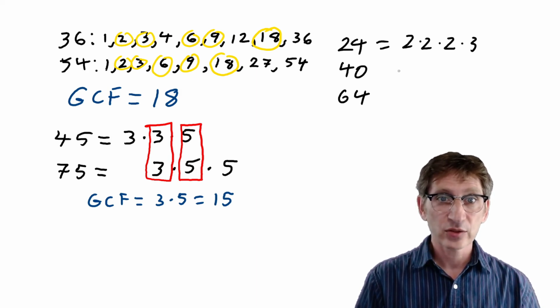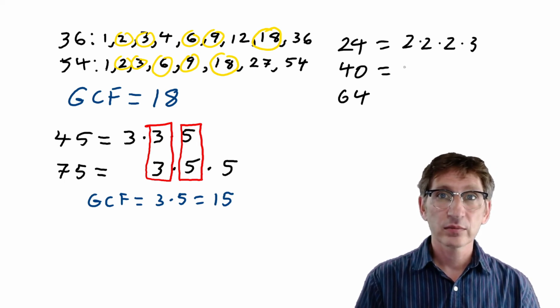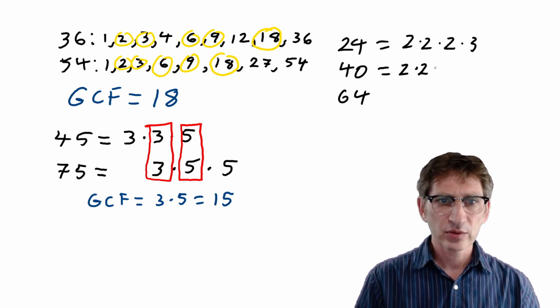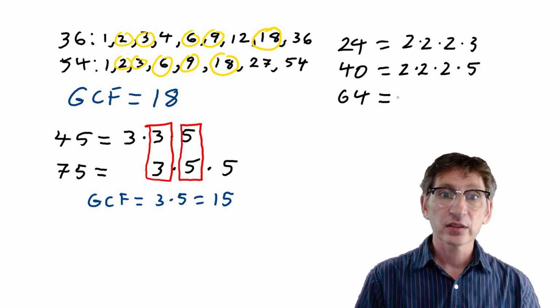40 we know is 4 times 10. 4 is 2 times 2. 10 is 2 times 5. So the 4 is 2 times 2, and the 10 is 2 times 5. If you want to double check, just multiply the prime factors and make sure you get back to this number. 2 times 2 is 4, times 2 is 8, times 5 is 40.